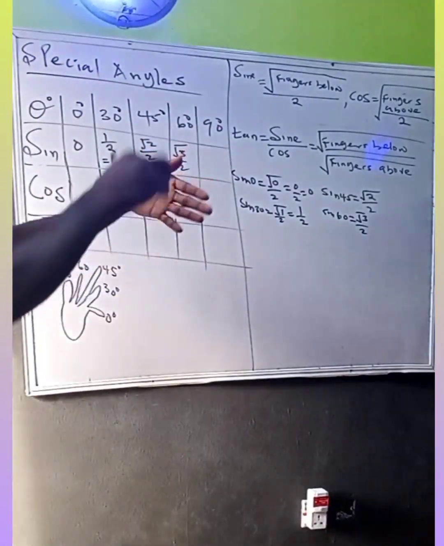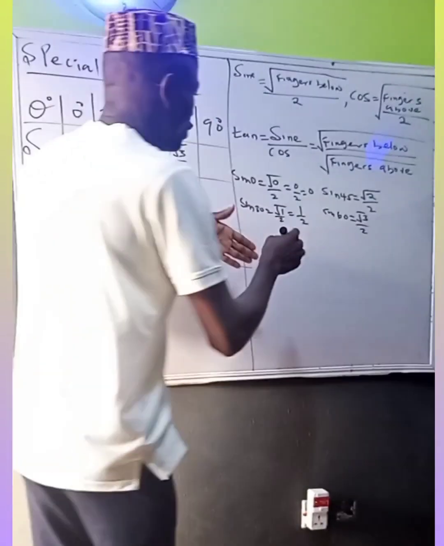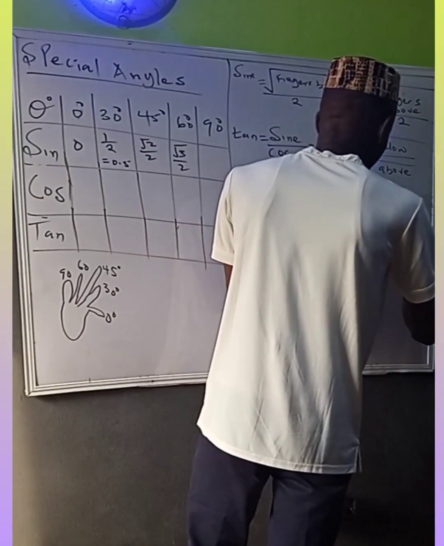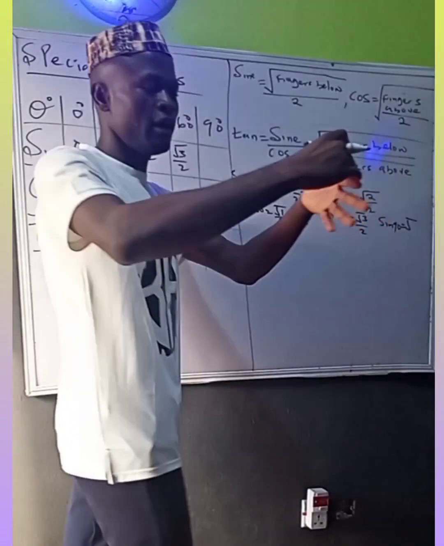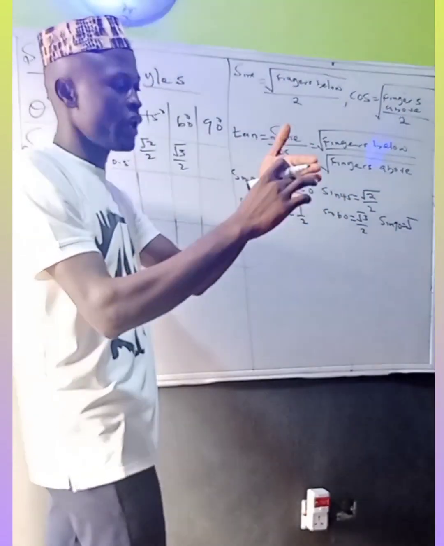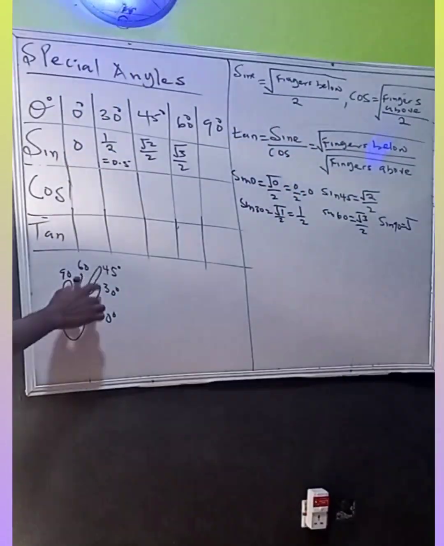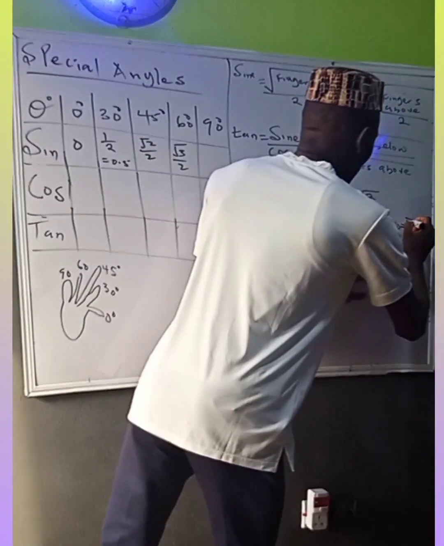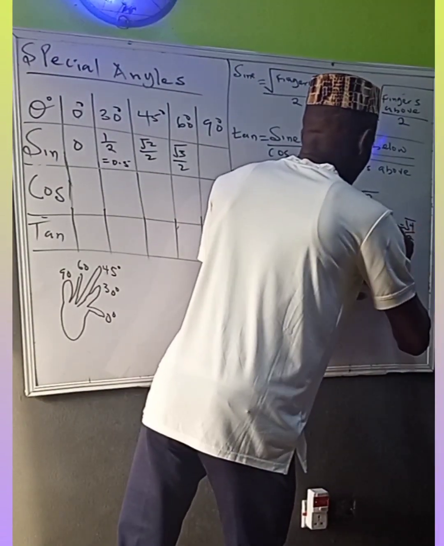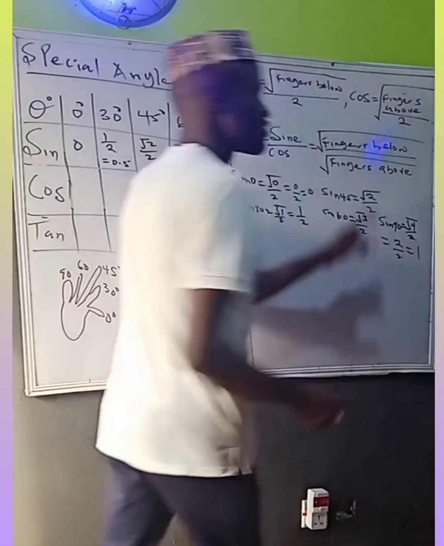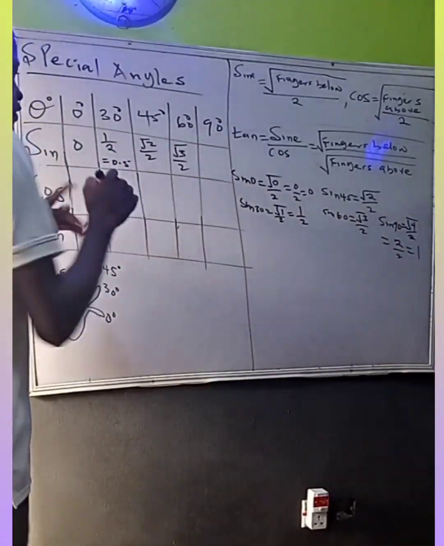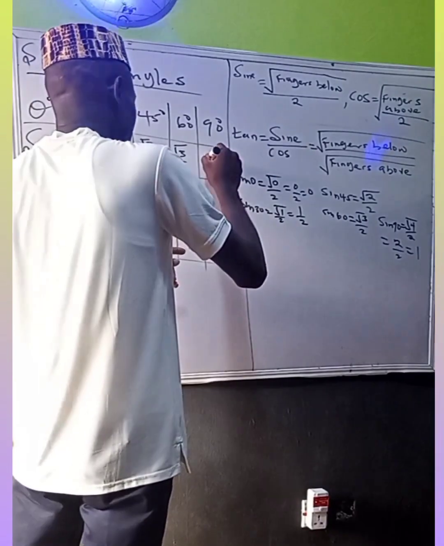The next one is sine 90. This is 90. So sine 90 becomes the square root of, how many fingers do we have below the angle 90? 1, 2, 3, 4. So we're going to have the square root of 4 divided by 2. The square root of 4 is 2, and 2 divided by 2 is 1. So sine 90 is 1. Even when you check your calculator, sine 90 is 1.